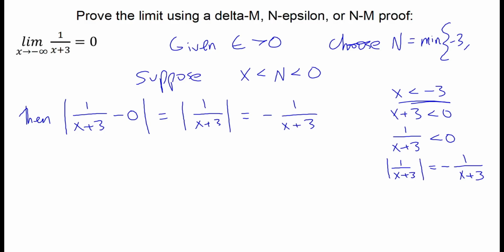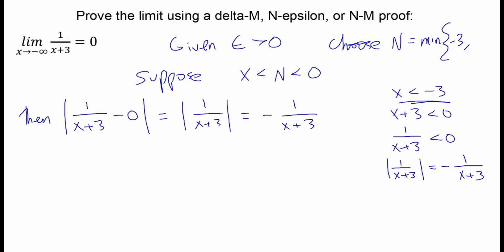But since we're supposing that x is less than -3, we can build that into our answer by putting the constraint on that n is at a minimum -3, and that means that x will always be less than -3. And so now we've got -1 over x plus 3.